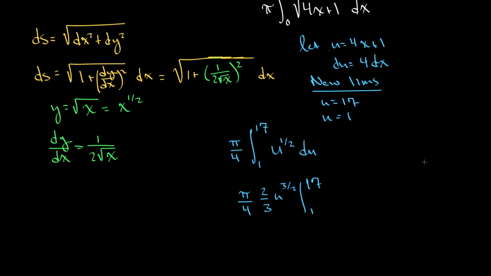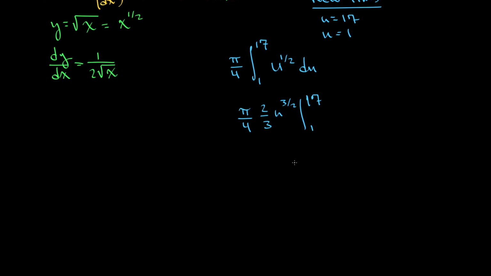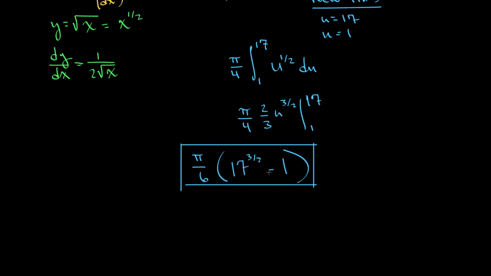So here we go. This is the ending part. Let's do this. This is going to be what? Let's see here. This is going to be pi over 6, and then times, and then we're evaluating this at our upper and lower limit. So this is 17 to the 3/2 power minus 1. And this right here is our surface area. So we are done. And it's not a lovely answer.